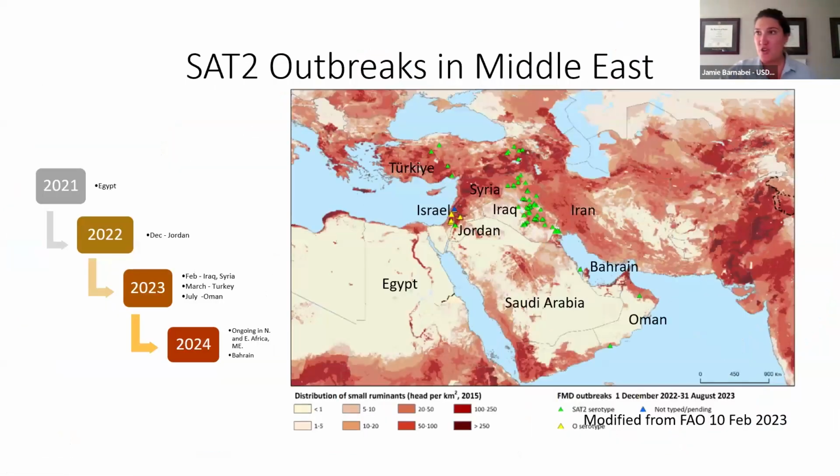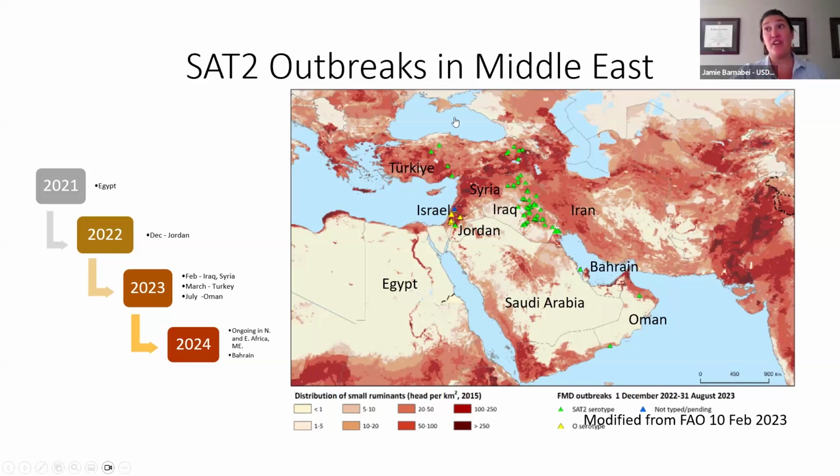So to orient you on this map, there's a lot of red that you'll see there. That ties into the distribution of small ruminants. So the darker the red, the more small ruminants there are in that region. And then you can see all of these little triangles peppered throughout here. Those triangles in green represent a SAT2 serotype that was detected. Yellow is an O serotype, and those in blue were not actually typed. So the samples were sent in. They didn't have a sufficient sample to be able to sequence it and type it, or the quality of the sample was poor. But please note that the majority of these are green.